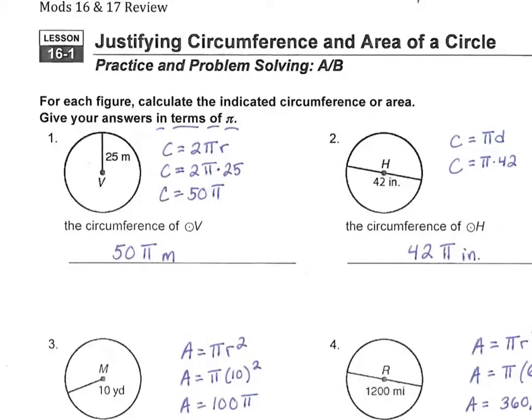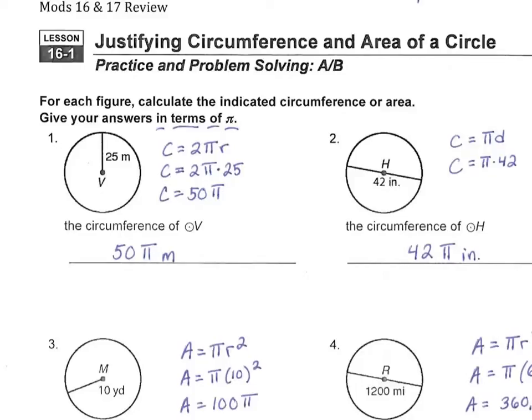If we look at number 1, the value that they're indicating is 25 meters. That's my radius. So I'm going to start with the circumference formula that is in terms of the radius, which is 2 pi times r. So we have circumference equals 2 pi, radius is 25, and then the circumference is 50 pi. Please don't forget to put the units at the end, since this is a measurement of length around the outside of the circle. So we are going to make that 50 pi meters.